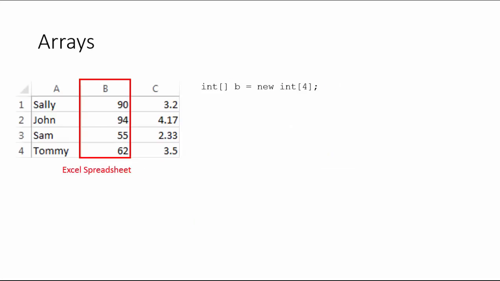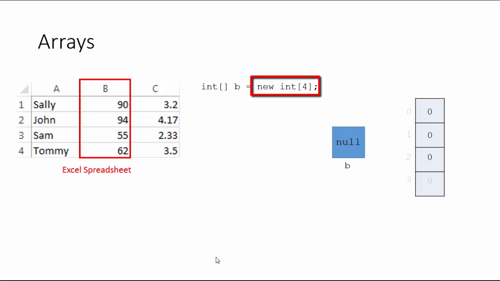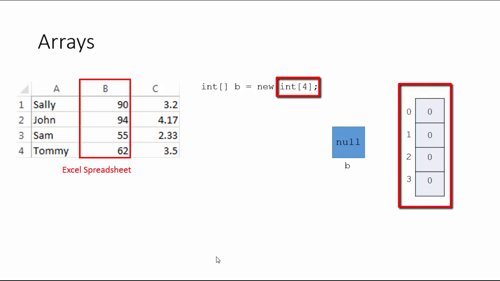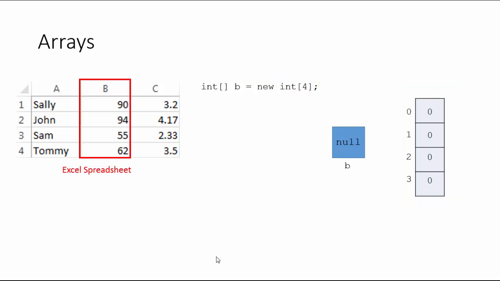Using column B, let's create the same array in Java. Arrays are objects in Java, and as with all objects, we store the address to the object in a reference variable. This statement creates a reference variable B of type int array. The new command is used to create the actual array object. Within the square brackets, we specify the length of the array or the number of cells. Cells are also called elements of the array. Cells are numbered starting at 0. Therefore, the last cell index will always be length minus 1. The address to the array is placed in B.